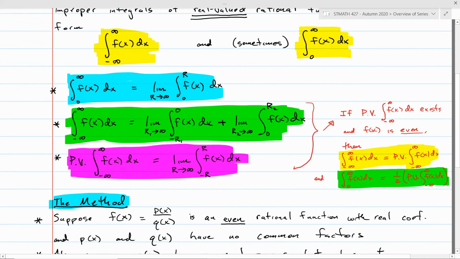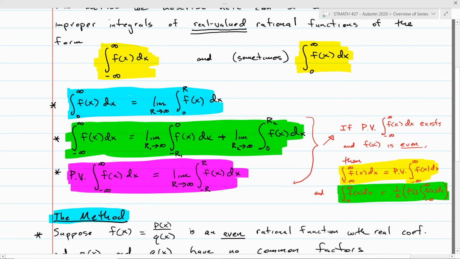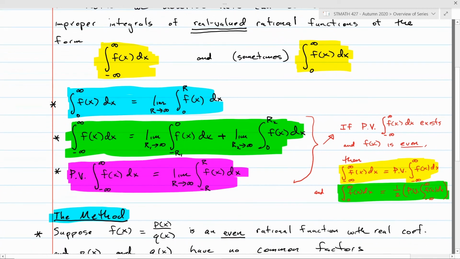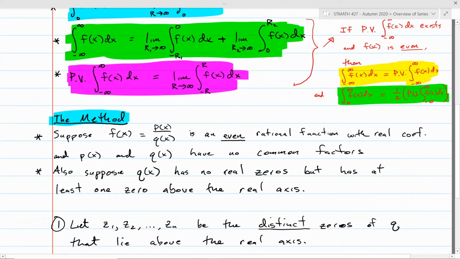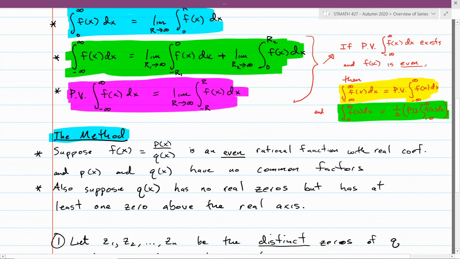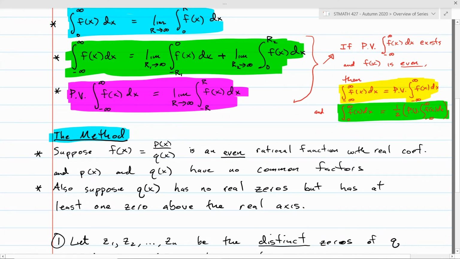So let me talk about this general method for calculating some special improper integrals. The setup here is that our function f of x is a rational function, p of x over q of x, and it's even. So it's an even rational function with real coefficients, so this would be an integral we could do back in calculus class. And also we want to assume that the fraction is reduced, so p and q don't have any common factors that we can cancel off, okay?